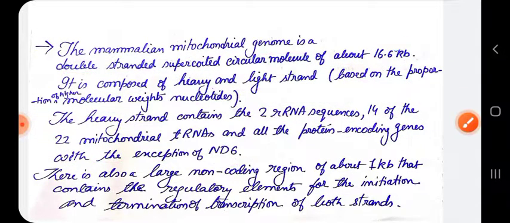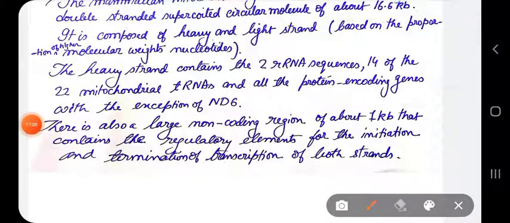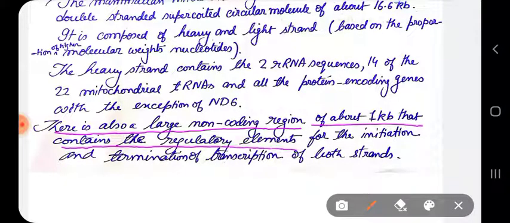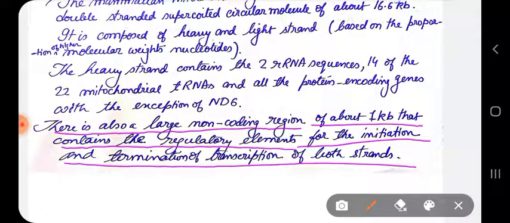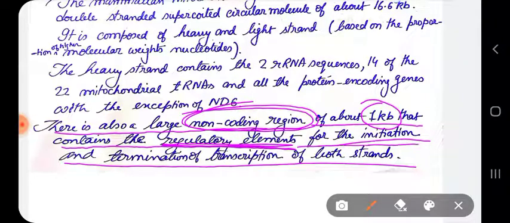There is also a large non-coding region found within the mitochondria of about 1 kb that contains the regulatory elements for initiation and termination of transcription of both the strands. So there is also a non-coding region, about 1 kb, that contains the regulatory elements for initiation and termination of transcription of both the strands.